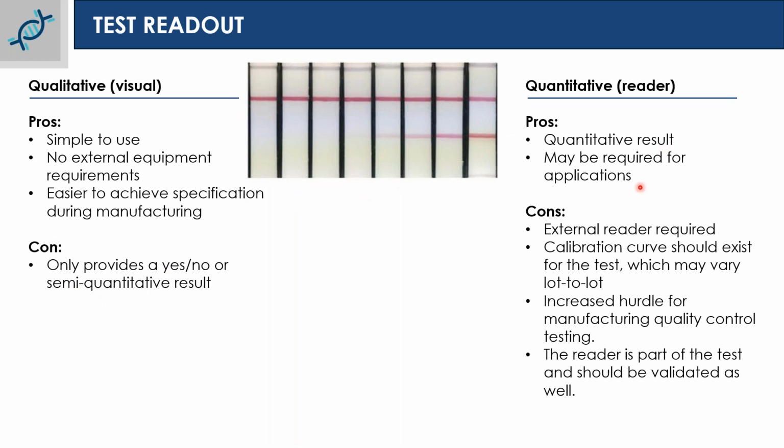Quantitative tests, in other words, allow you to predict or estimate the concentration in your sample, but you'll need an external reader. And if your test is going to be quantitative, it's important to begin to test out different readers and use them and qualify them early on, because that reader will be part of your test.